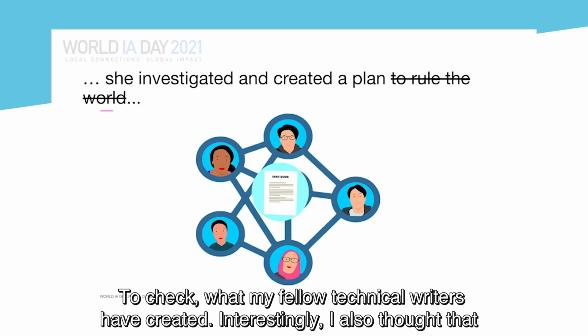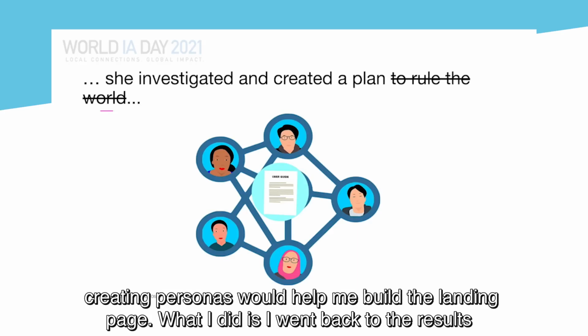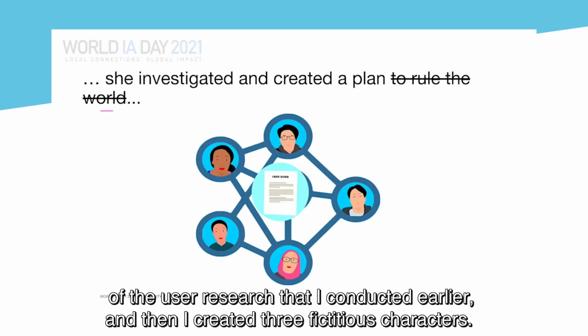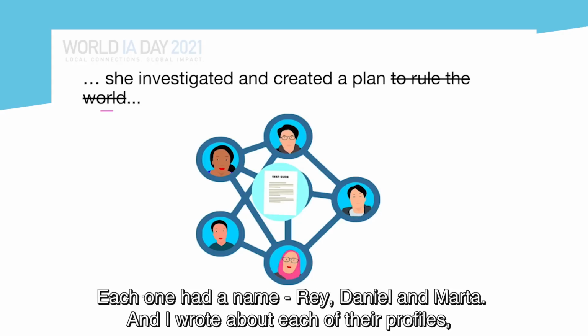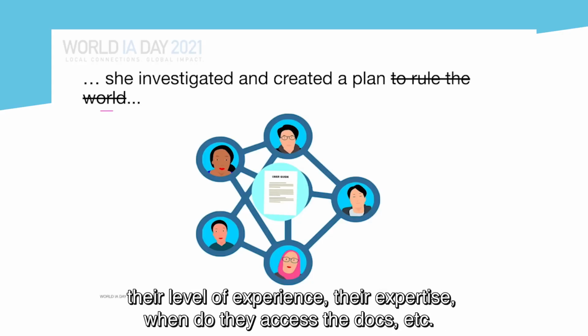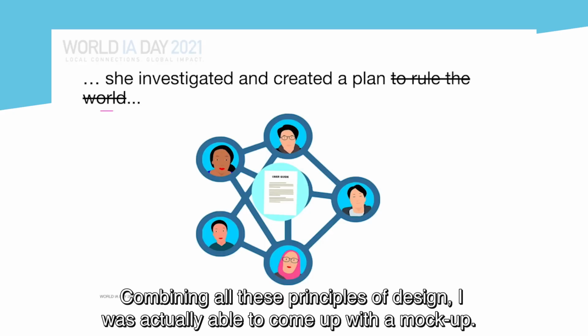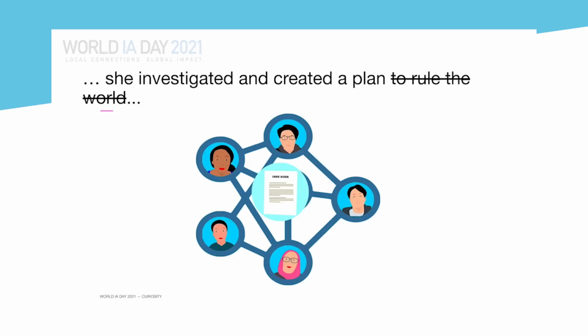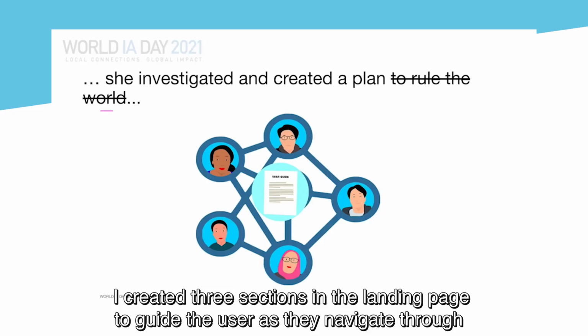Interestingly, I also thought that creating personas would help me build the landing page. So what I did is I went back to the results of the user research that I conducted earlier, and then I created 3 fictitious characters. Each one had a name, Ray, Daniel, and Marta, and I wrote about each of their profiles, their level of experience, their expertise, when do they access the docs, etc. Combining all these principles of design, I was actually able to come up with a mock-up. I created 3 sections in the landing page to guide the user as they navigate through the documentation.